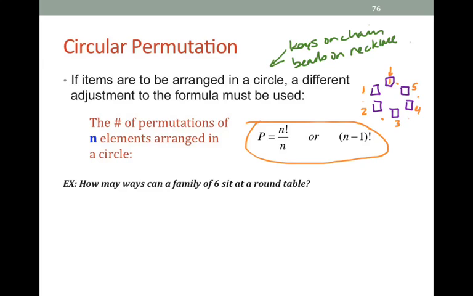If you want to know the permutation of a way people sitting in a circle, you take however many people there are and factorial divided by the number of people, or you can just take the number of people minus 1 and take that as a factorial. So how many ways can a family of 6 sit around a table? Well, n is equal to 6, so we can say the permutation is 6 factorial over 6, which is 5 factorial, which is 120 different ways that people can sit around a table.